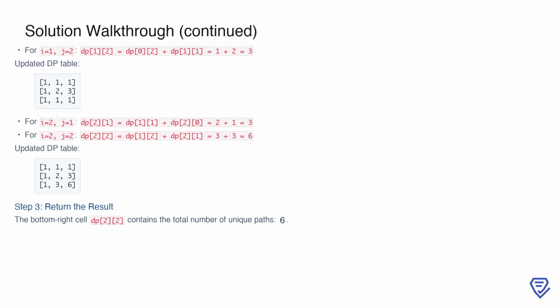Moving to row 2, column 1, we calculate dp[2][1] as dp[1][1] plus dp[2][0], which equals 2 plus 1 equals 3. Finally, for the bottom right cell, dp[2][2], we compute dp[2][2] as dp[1][2] plus dp[2][1], which equals 3 plus 3 equals 6. The updated dp table is 1, 1, 1, 1, 2, 3, 1, 3, 6. The value in the bottom right cell, dp[2][2], represents the total number of unique paths in the grid, 6.